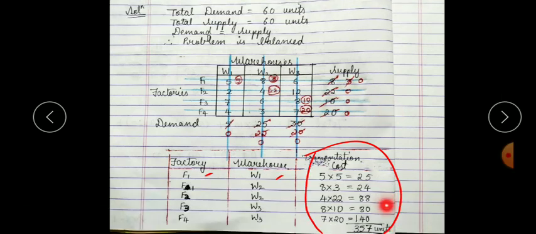Fine. And the last allocation which is there is here, that is f4 to w3. And what is this? f4 to w3, that is 7 into 20. So 7 into 20 I am writing here. So total of this, find out, that is 357. That is your minimum transportation cost based upon your IBFS, that is initial basic feasible solution.